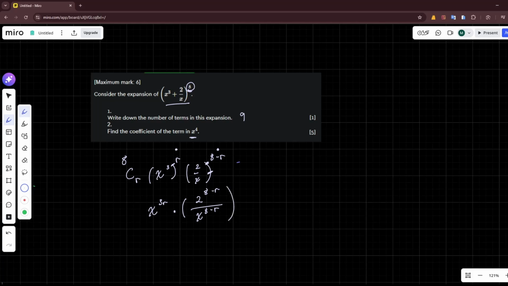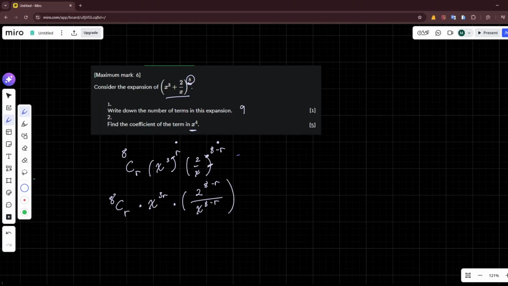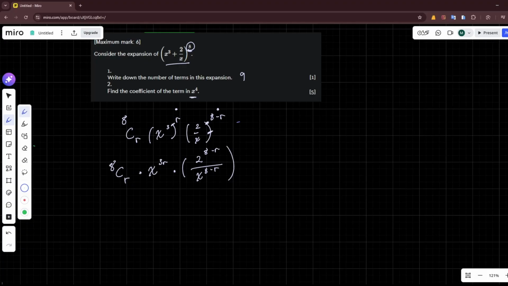And then further, we can distribute this, again using our exponent rules, by adding together the relevant powers. Now, since this is on the bottom of the fraction, you can think about this as a negative exponent. So really, we should be subtracting 8 minus r from 3r, which is going to give us 3r minus 8 plus r. So we get 4r minus 8 as our combined power over the x term.